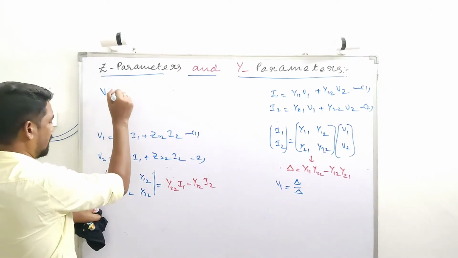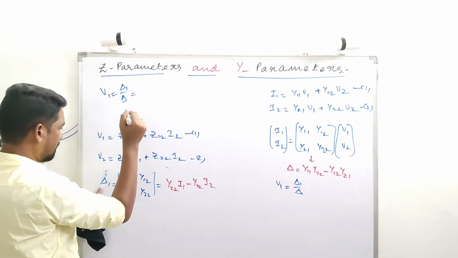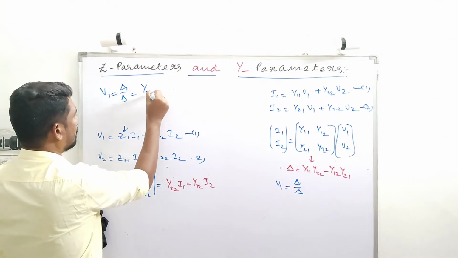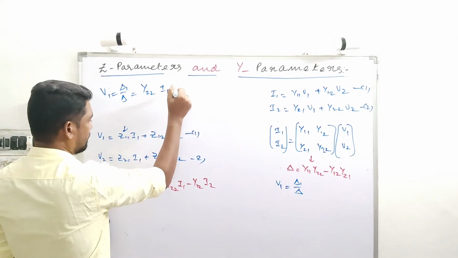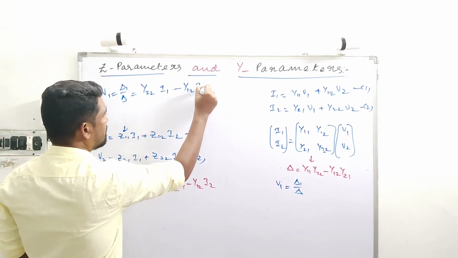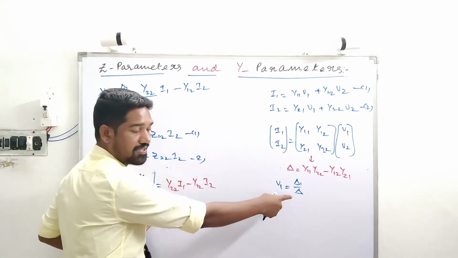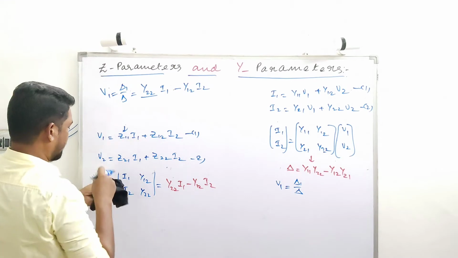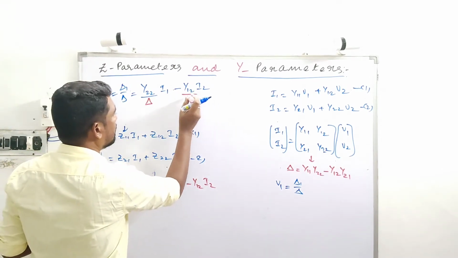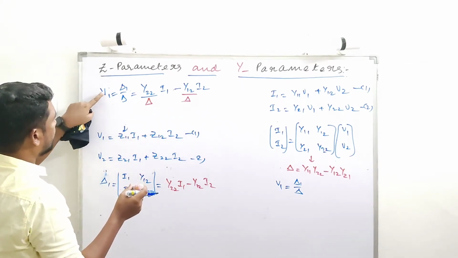So V1 is equal to del 1 by del, and del 1 is this entire expression: Y22 I1 minus Y12 I2, by del. What is this del over here? This one, del. The del appears over here, and del over here. So this is the expression for V1.